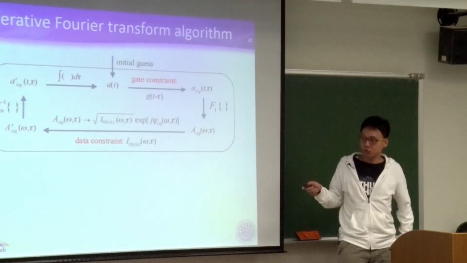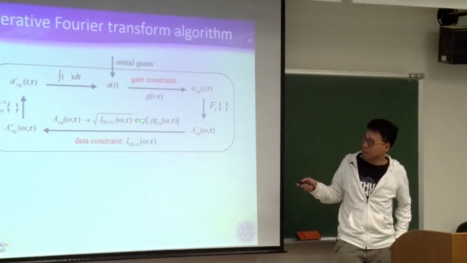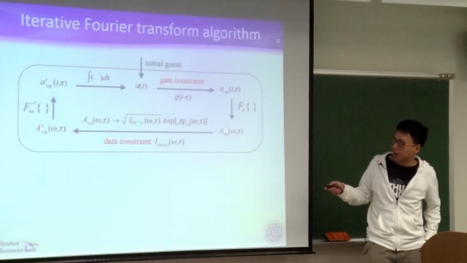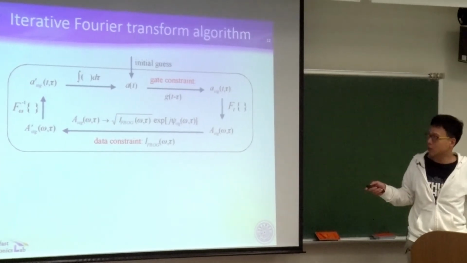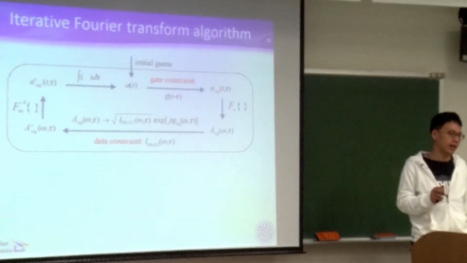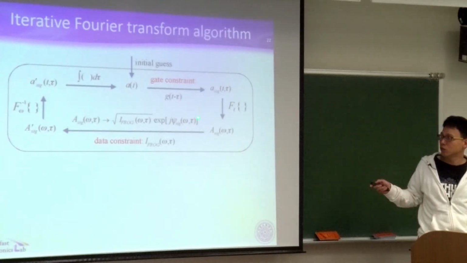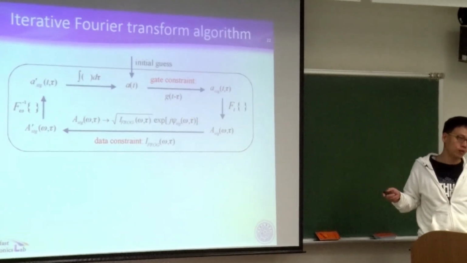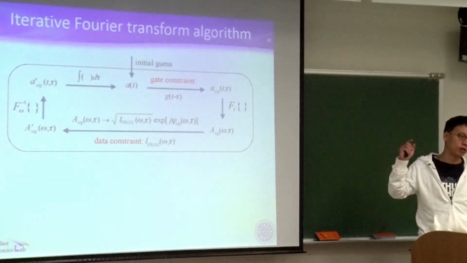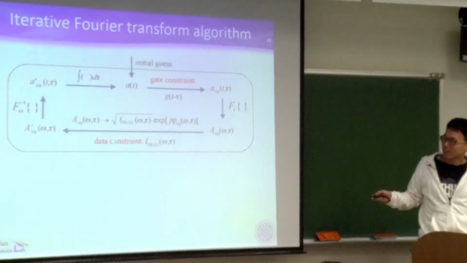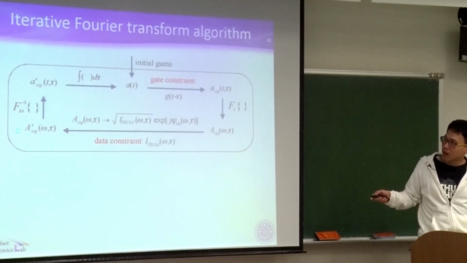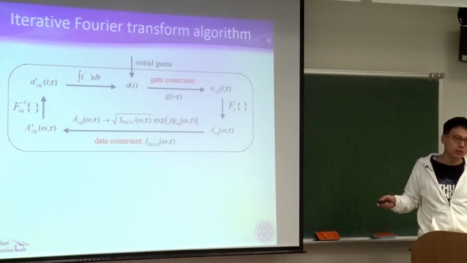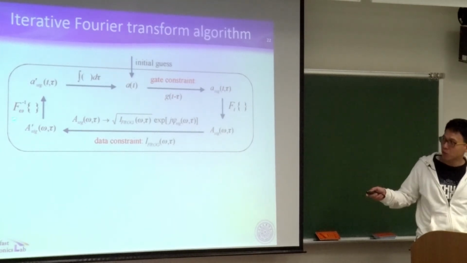So what can you do? You just replace the magnitude of big A sub sig by the square root of your Frog trace, while leaving your phase term intact. Okay? Because we have no clue or information about the phase. So just leave it alone. This is the data constraint. So this is the modified gated signal spectrum up to this point.